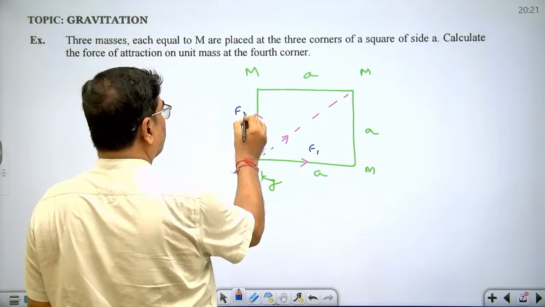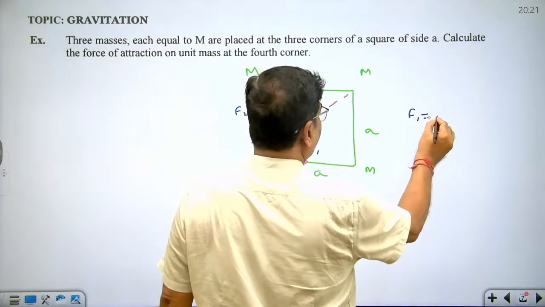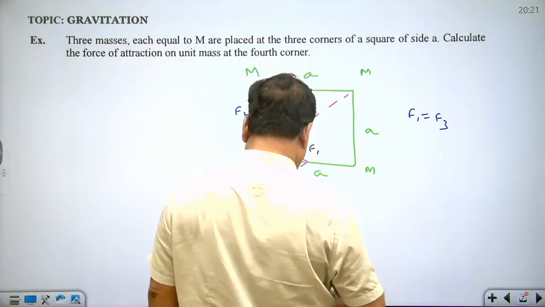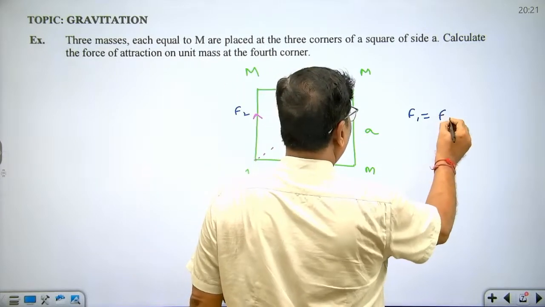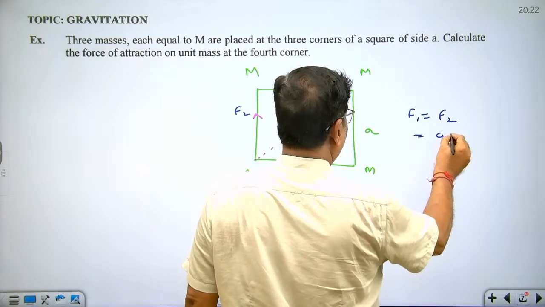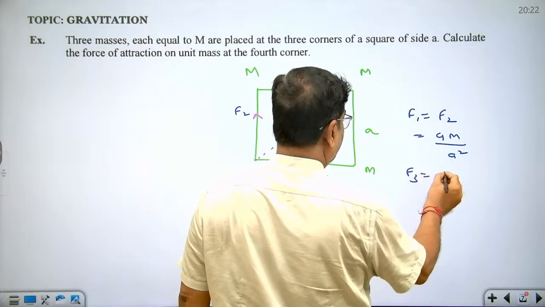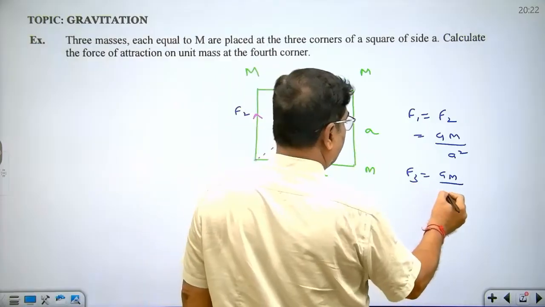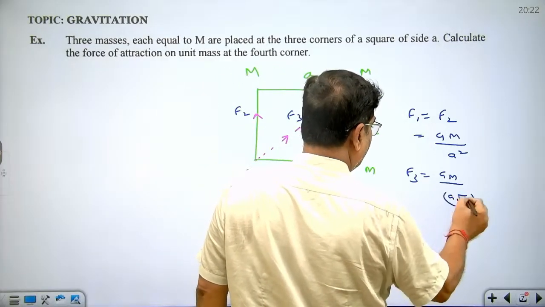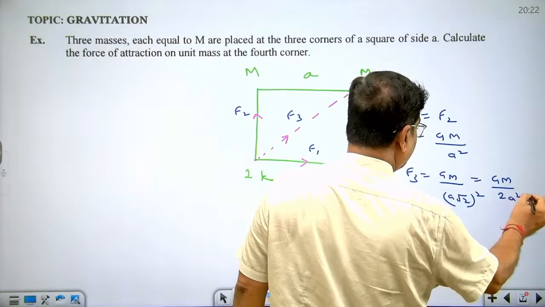Suppose this is F1, this is F2, and this is F3. Dear student, F1 and F2 will be the same in magnitude. This is equal to Gm upon a square. And what about F3? F3 is equal to Gm upon (a root 2) square, which means Gm upon 2a square.